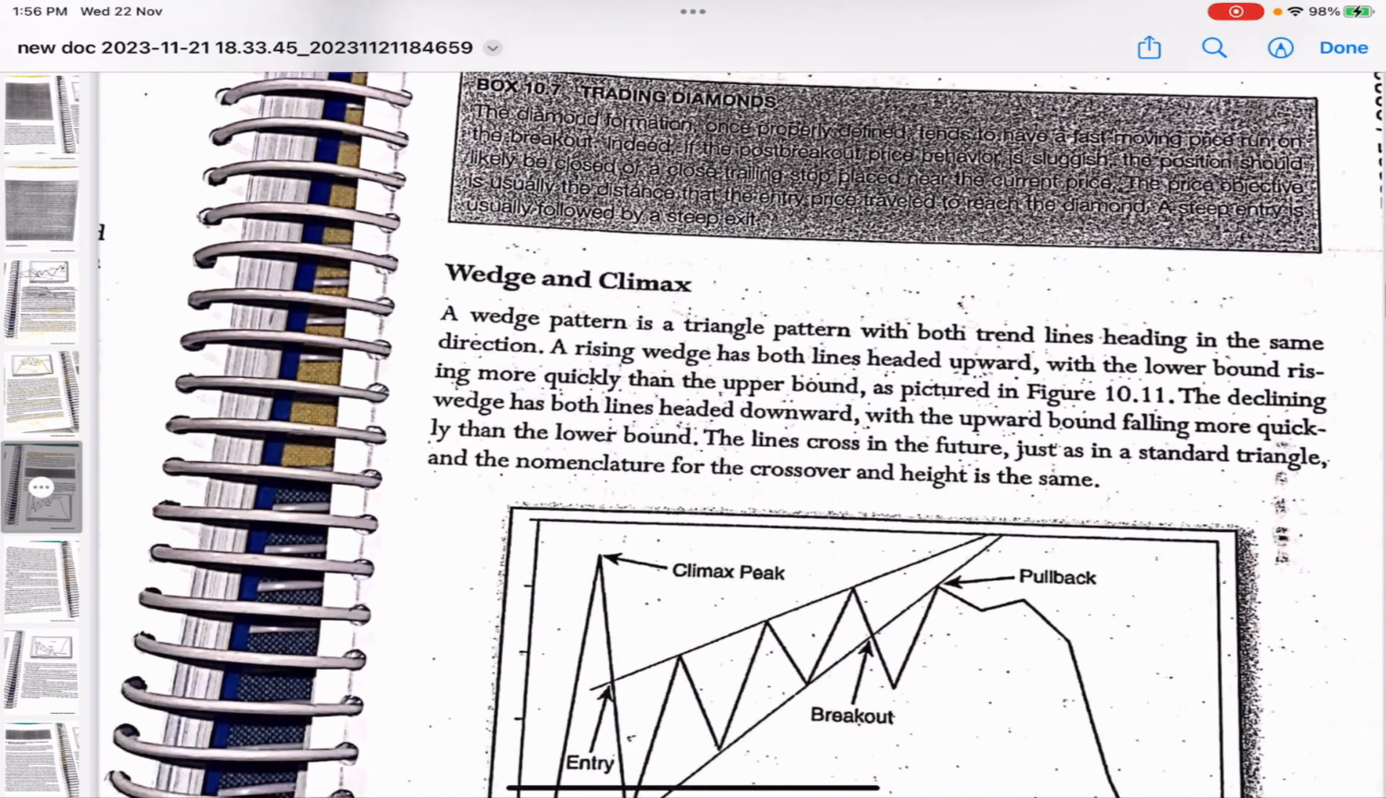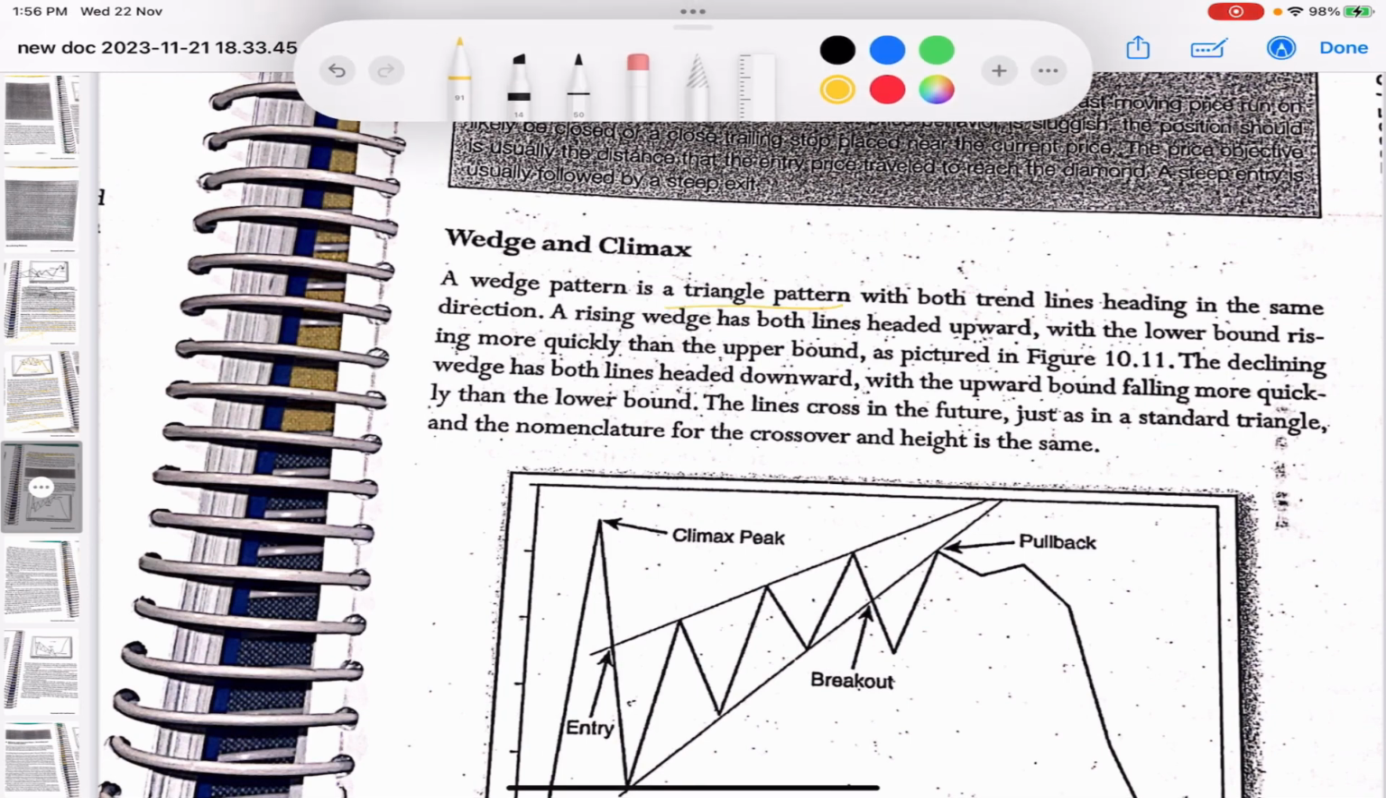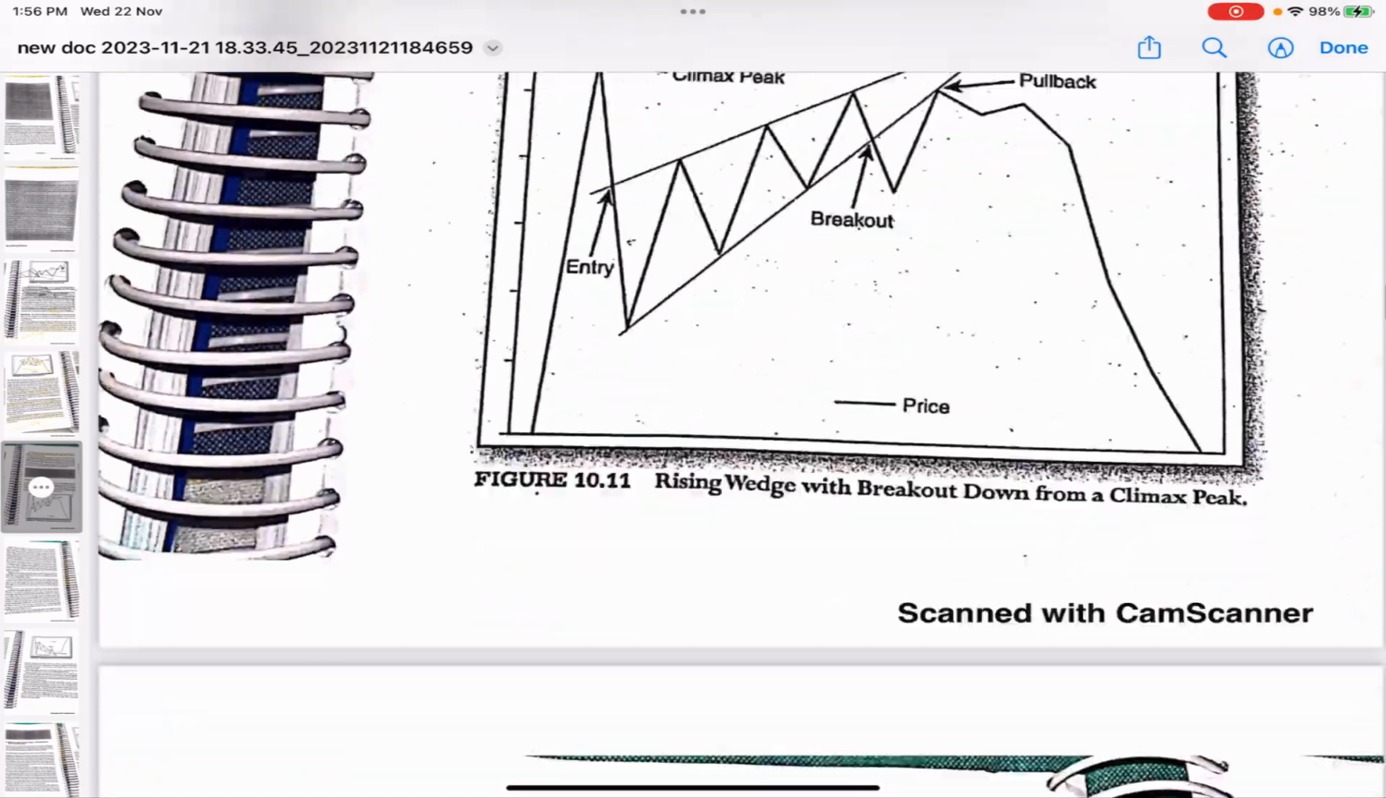Moving on, now we come to wedge and climax. We already know what a wedge is, and that in a wedge both of the lines are going in the same direction. So a wedge pattern is actually a triangle pattern with both trend lines heading in the same direction. A rising wedge has both trend lines going upward, with the lower bound rising more quickly than the upper one. Like you can see in the image, the lower line is steeper than the upper line, and the declining wedge has both lines going towards the downside.